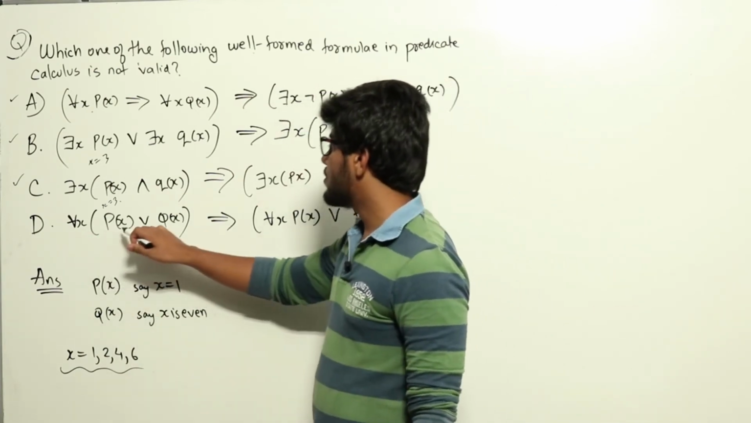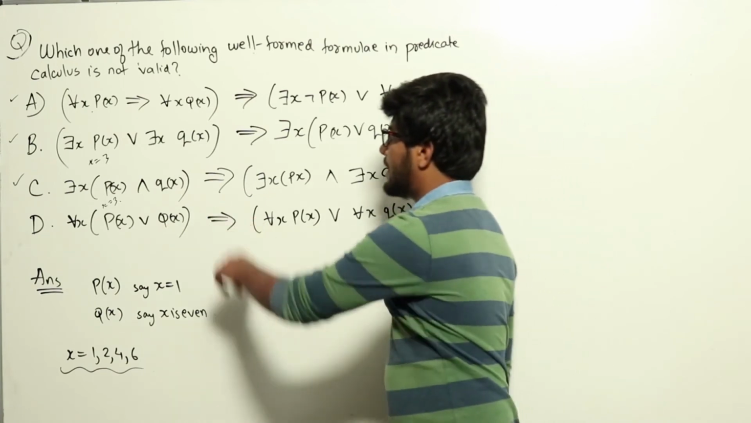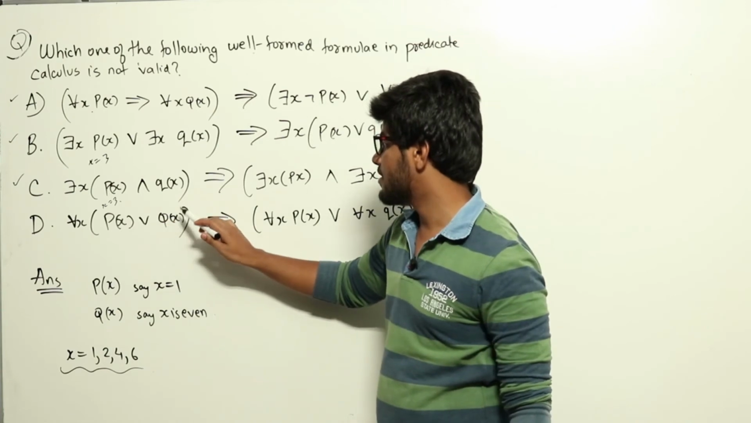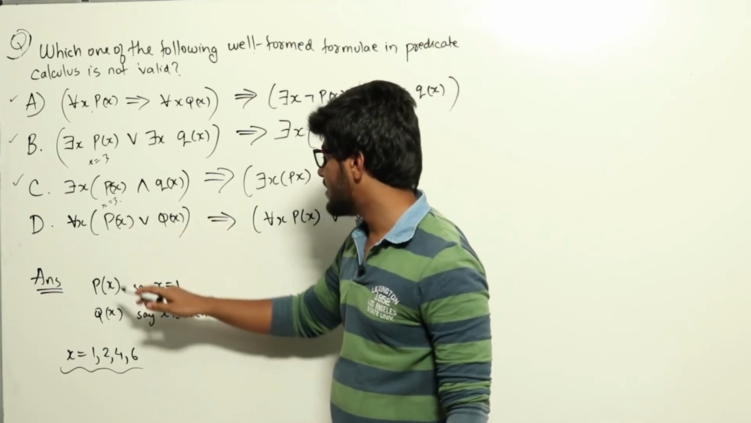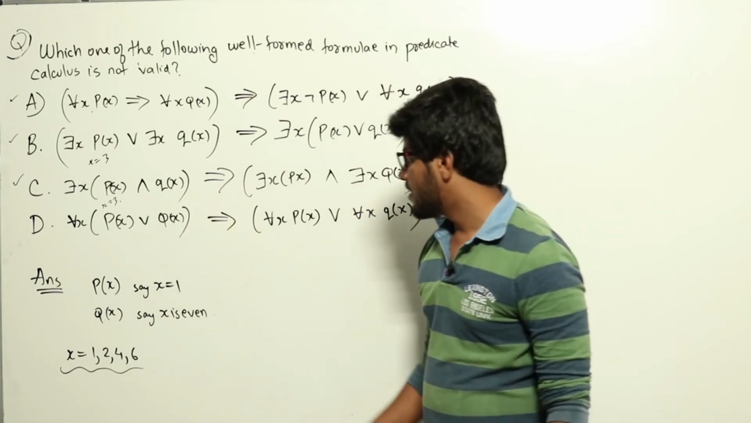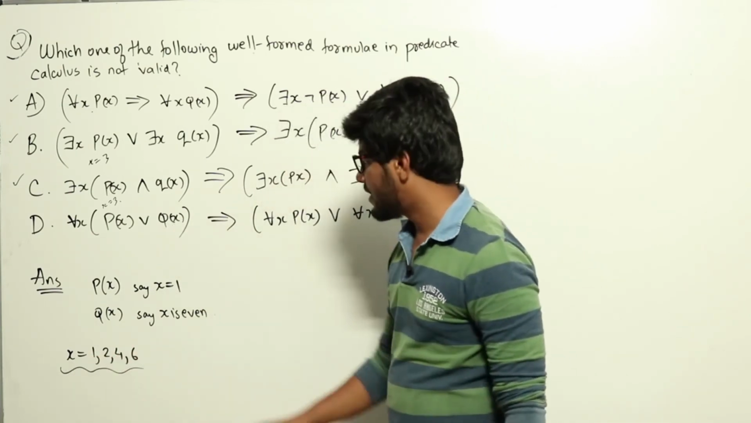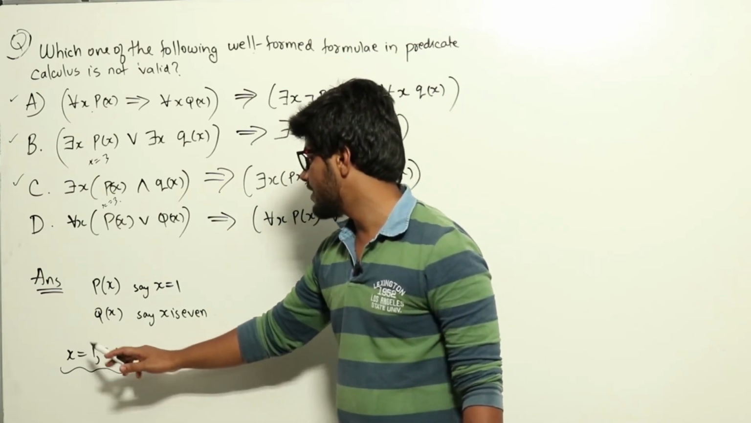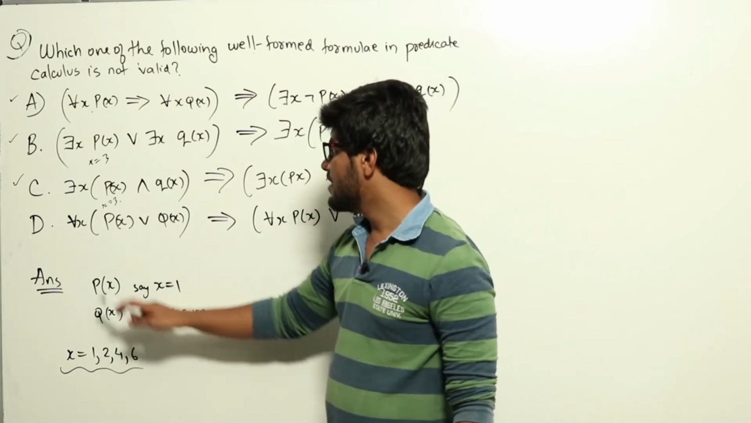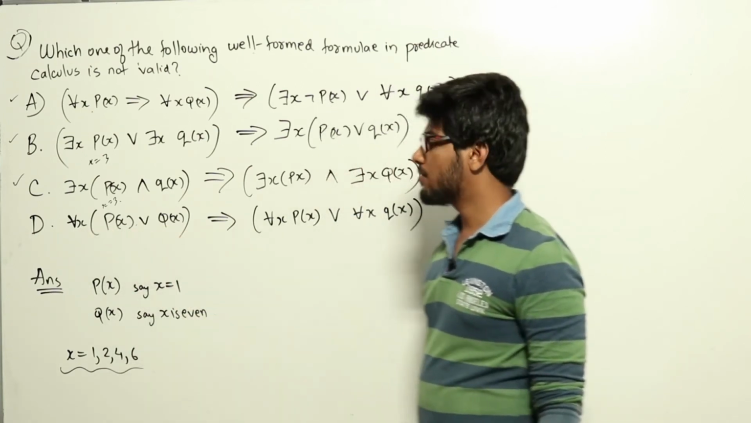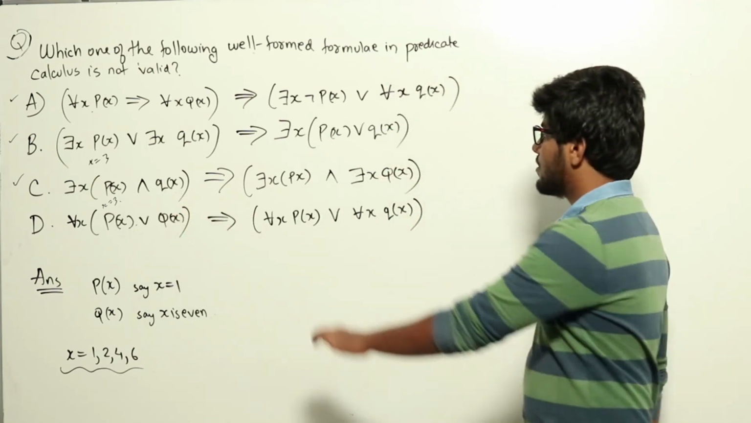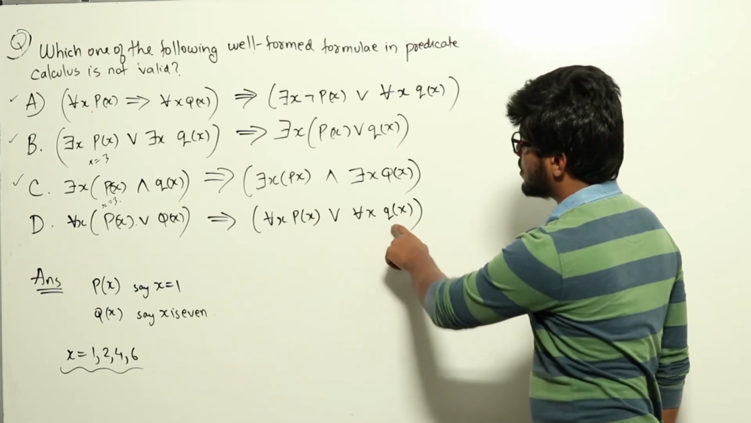Now for all x p of x or q of x means for all x either p of x is true or q of x is true. That means for all x either x is 1 or x is even. That satisfies for all x: for 1, x is 1 is satisfied, and for 2, 4 and 6, x is even is satisfied. So for this case, for all x p of x or q of x is true. Now they are saying that if this is true, that implies for all x p of x or for all x q of x is true.